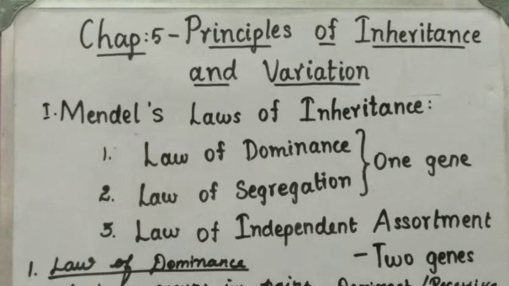Then fourth point, it was easy to culture because it is an annual plant, so it can give the yield quickly. The plants can be grown in the open field and in pots also, because not only in the field, in the pots also it is easy to grow. Then here next, what Mendel observed in the plants as a plus point.